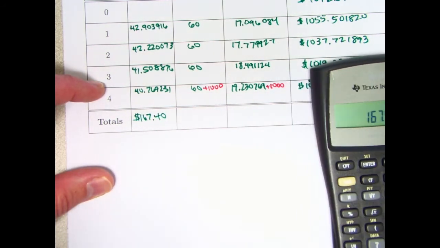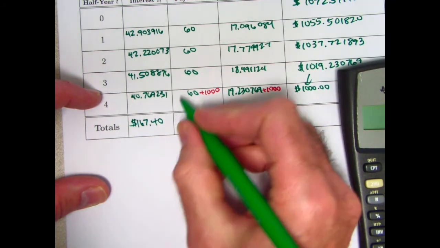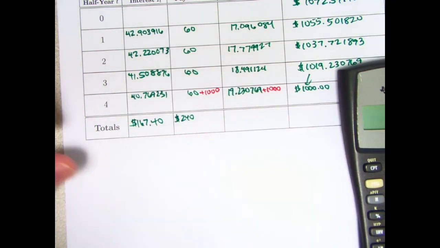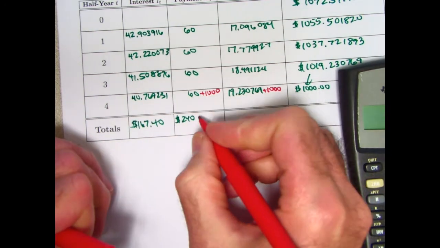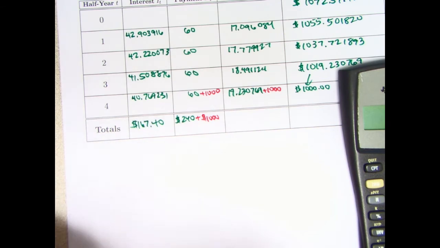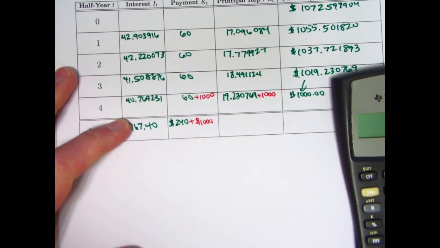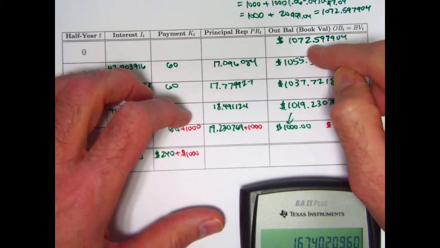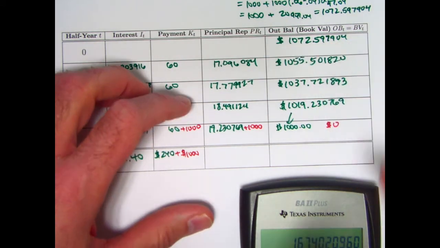$167.40. The payments total to, with the coupon payments, they total to $240. Then we have the final redemption amount of 1,000, giving you $1,240. How much do the principal repaids add up to? The green ones should add up to, if you think about it, $72.60.